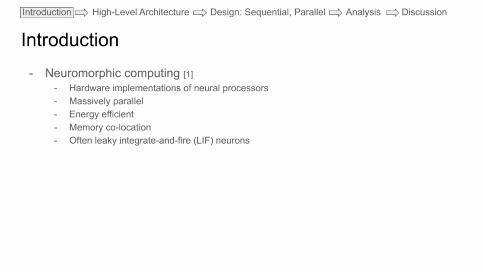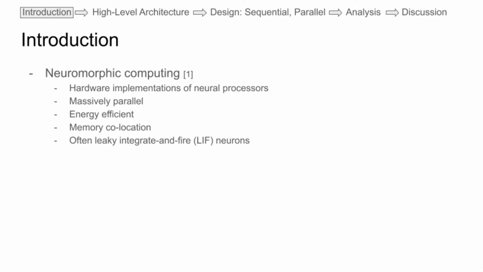Neuromorphic computing is hardware implementations of neural processors, so basically implementing artificial neurons in hardware for massively parallel and energy efficient processing, and with the added advantage of memory collocation. Usually leaky integrate and fire neurons are used there, and this is also the type of neurons that we use for this genetic algorithm implementation. So the overall advantage of neuromorphic computing is the processing efficiency.